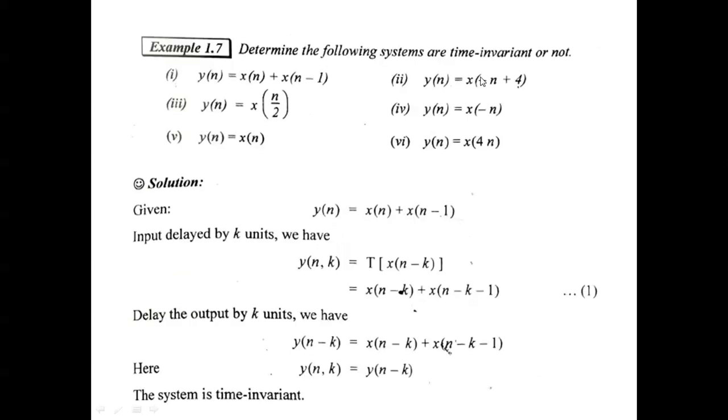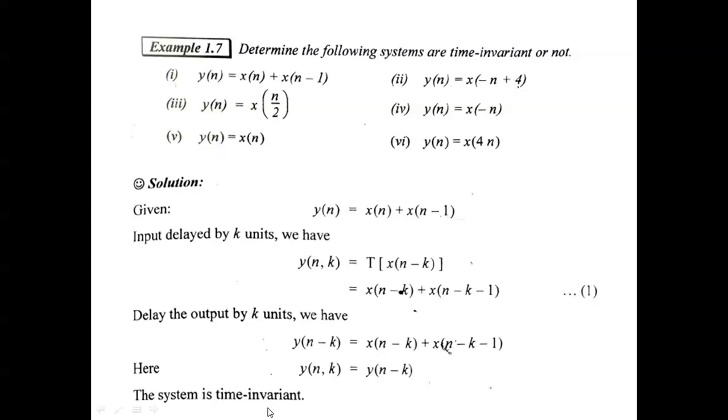And determine whether the following system is time invariant or time variant. Actually, what is time variant and what is time invariant? If the characteristics of the system do not vary with respect to time, that is called time invariant. If it varies, it is time variant. See, they gave a time period, T of x of n minus k, the delayed output by k. They just applied it, so the system is time invariant.